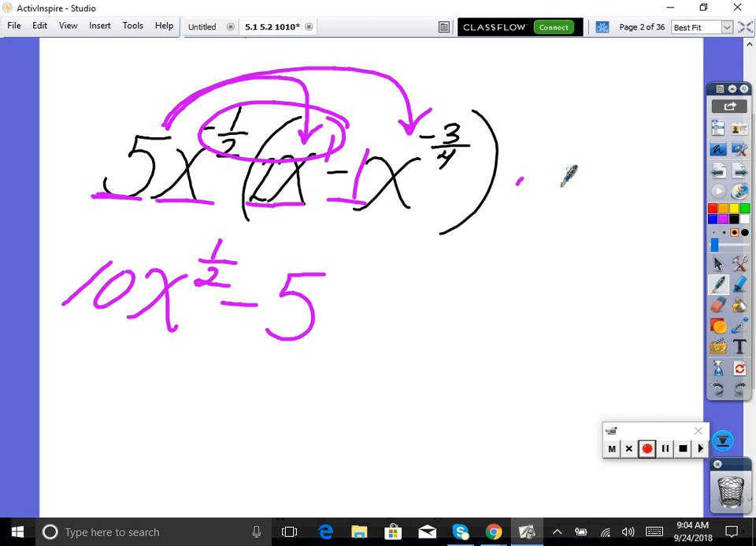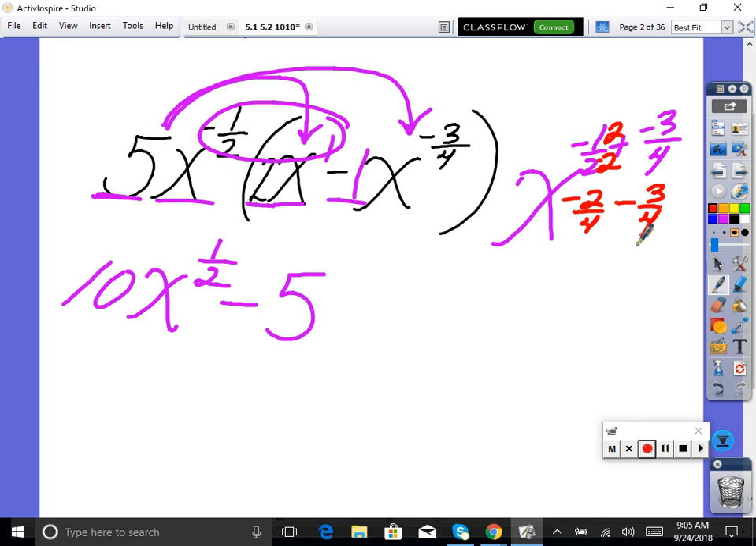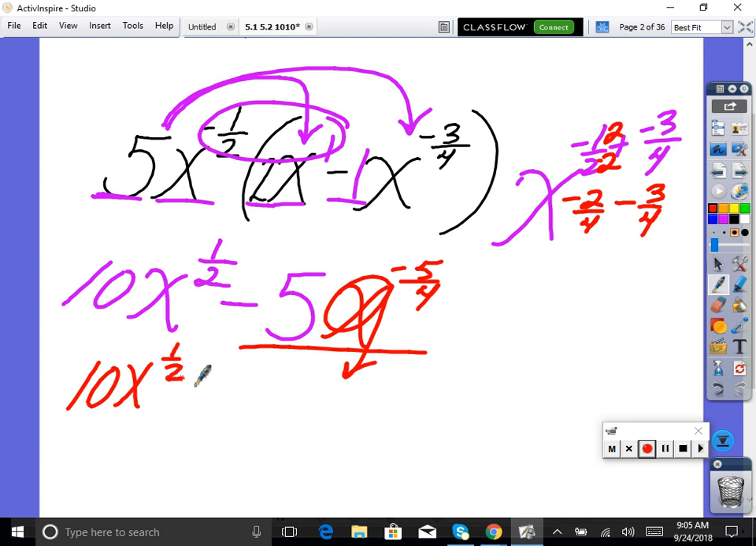x to the negative 1/2 times x to the negative 3/4. So that would be x to the negative 1/2 plus negative 3/4. So you would get a common denominator, times by 2 over 2. Negative 2/4 minus 3/4 is x to the negative 5/4. And then we could be done, or we would flip this bad boy down. So our final answer could be this, 10x to the 1/2 minus 5 over x to the positive 5/4. Right, everyone? Are we good with that? Okay.